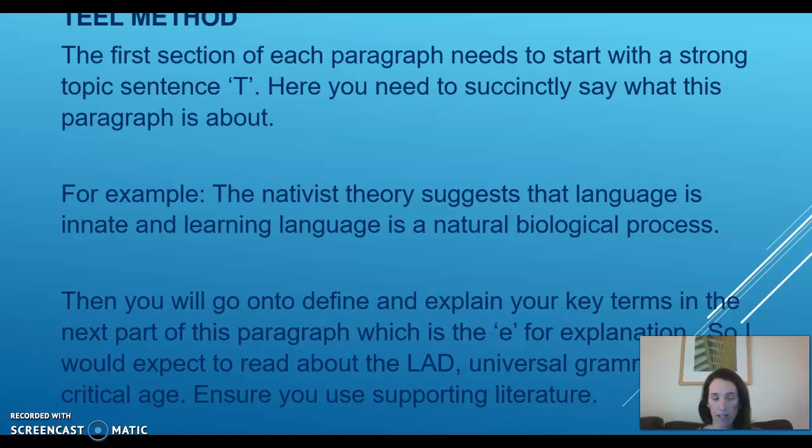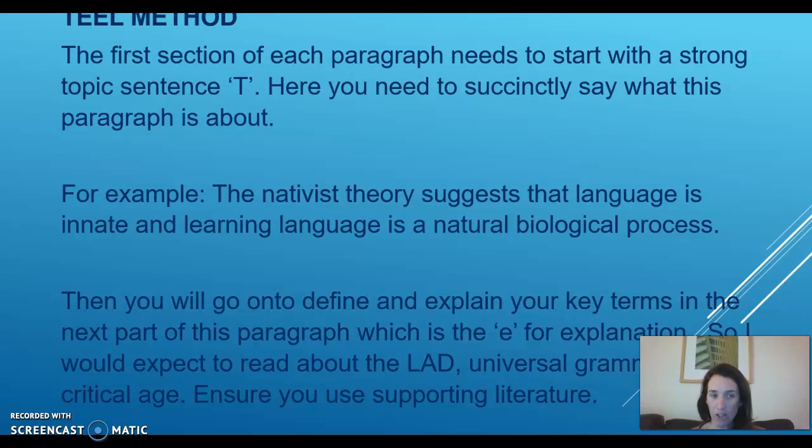So our first section we need in our paragraph is a clear topic sentence. Here we need to succinctly say what our paragraph is about. For example, if the first section you're doing is the nativist theory, you could simply say the nativist theory suggests that language is innate and learning language is a natural biological process.